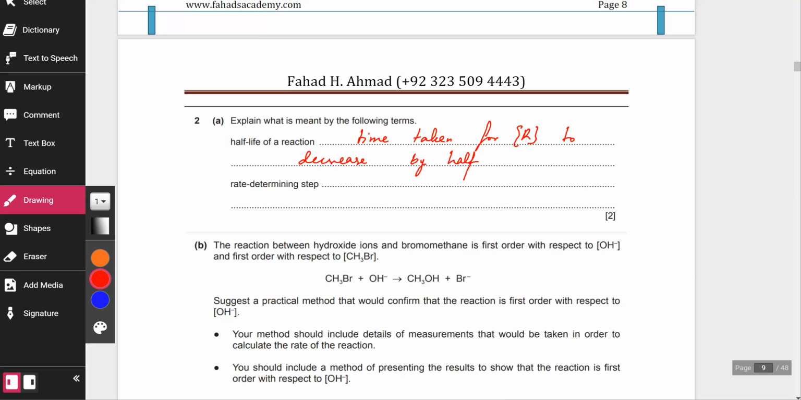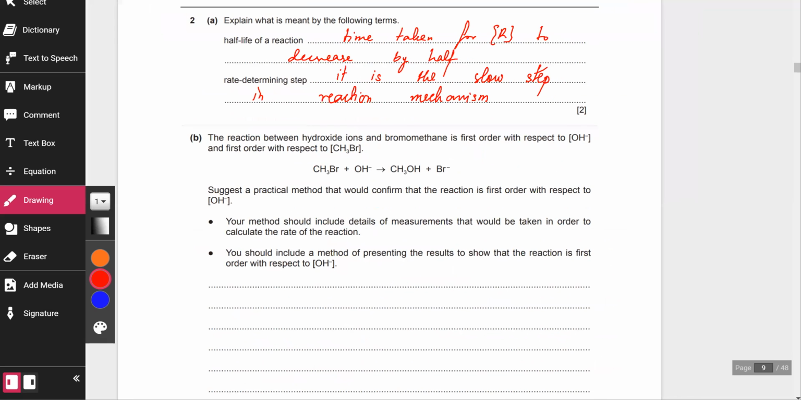The other thing, rate determining step. It is the slow step in the reaction mechanism. अगले पे आ जाओ.